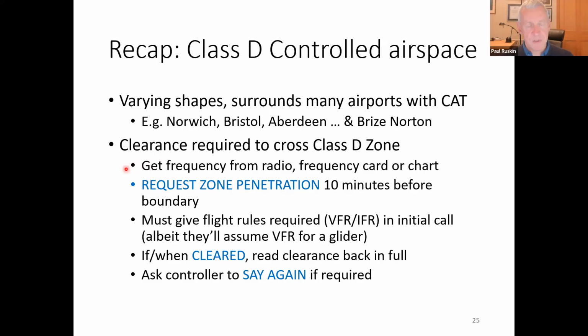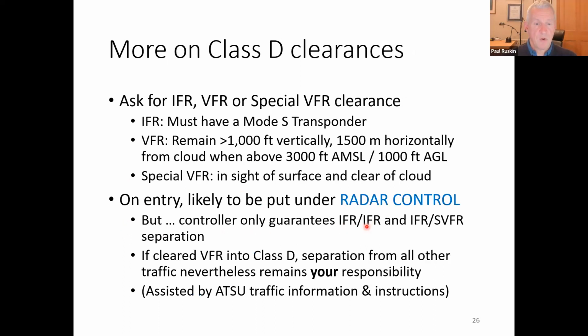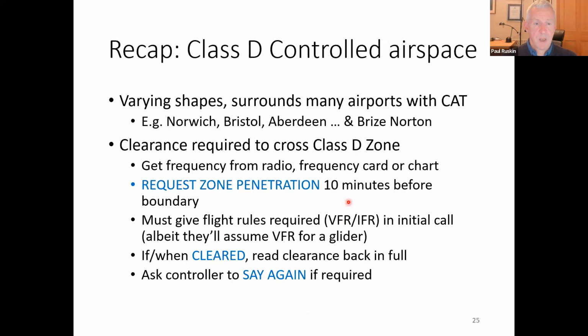So we're going to get the frequency that we're going to use from the radio, the frequency card, or the chart. We're going to request a zone crossing, or I've actually used the word penetration here, 10 minutes before the boundary. We should give the flight rules we want, either VFR or IFR, in the initial call, but if we're a glider, they will assume we want a VFR crossing, but we should put in VFR.